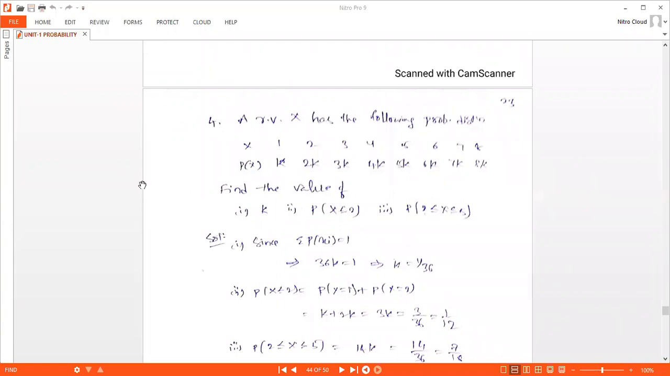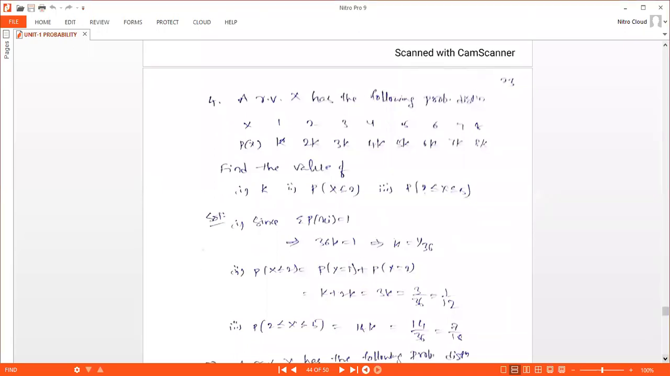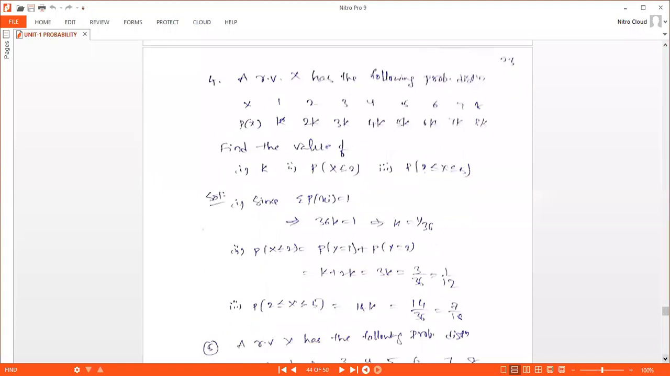So we know that the total probability is 1. So that is sigma P of Xi equal to 1. Adding all the probability values which are given from 1 to 8, you get 36K. Equate that to 1. So 36K equal to 1, so K equal to 1 by 36. By substituting this K equal to 1 by 36 in the given probability function, you will get the new probability function with numerical values.